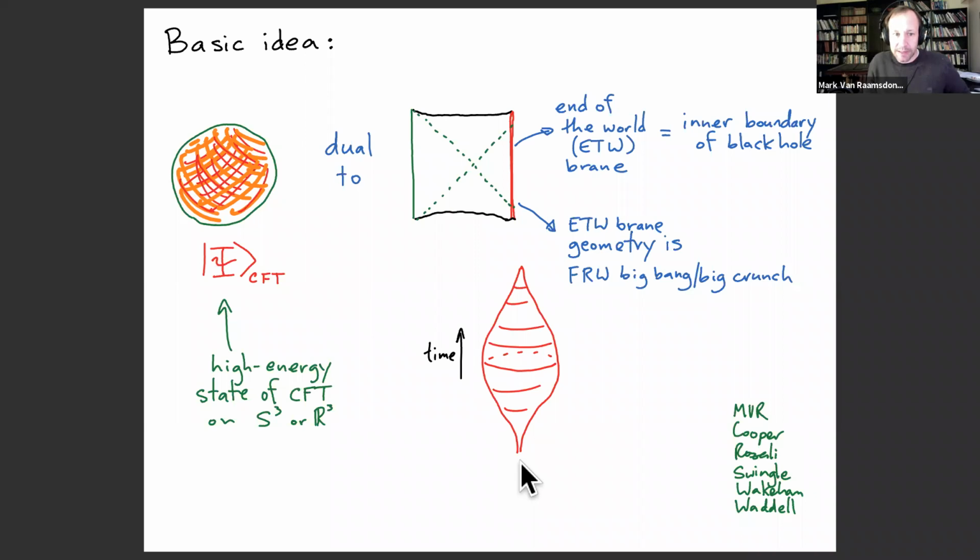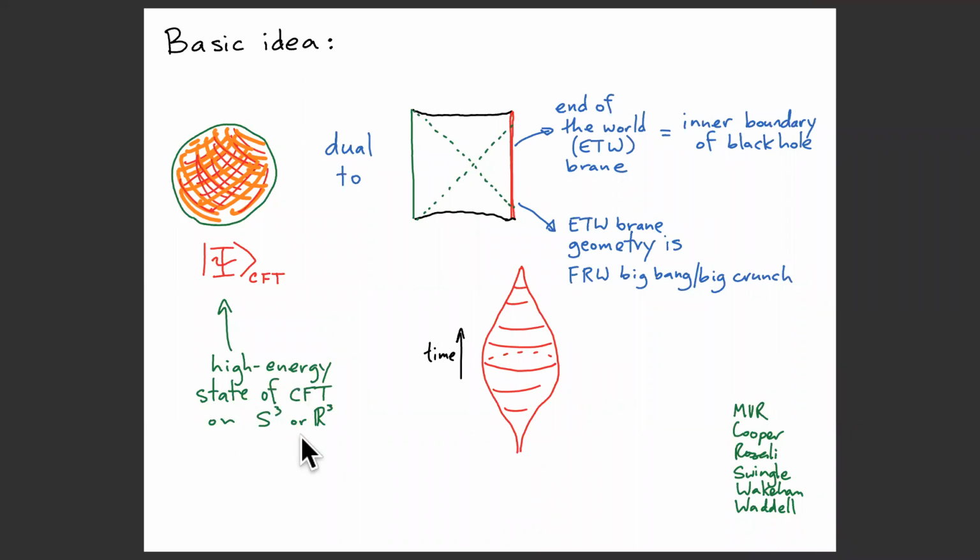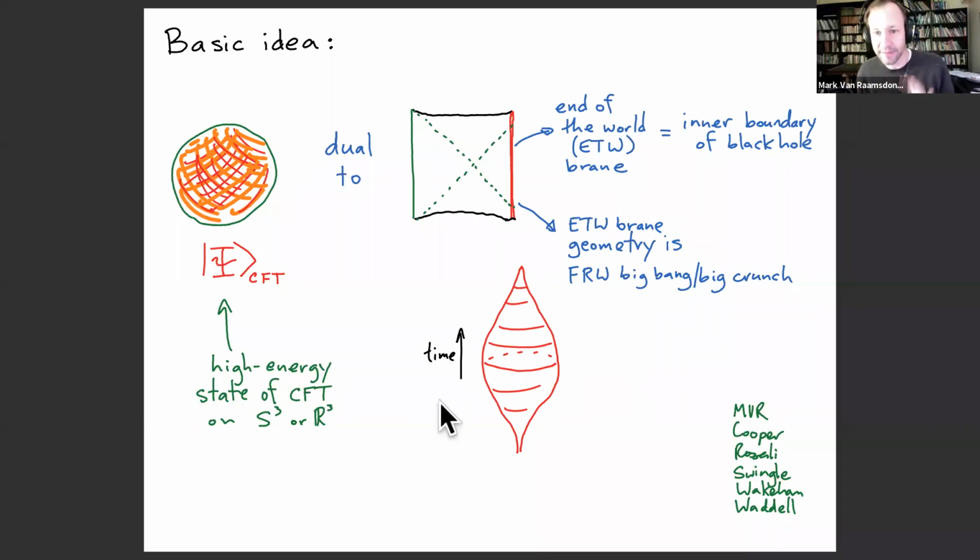So if we're talking about the S3 case, it's spatially an S3, but it starts out with zero size, expands, and then contracts again. So the intrinsic geometry of the end of the world brane is like a Big Bang, Big Crunch FRW spacetime.